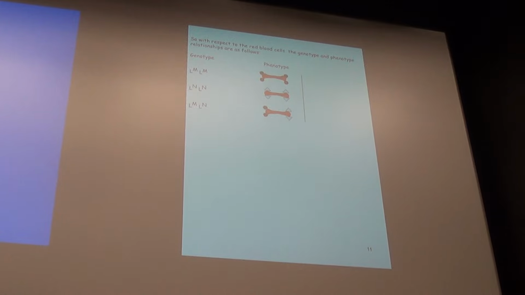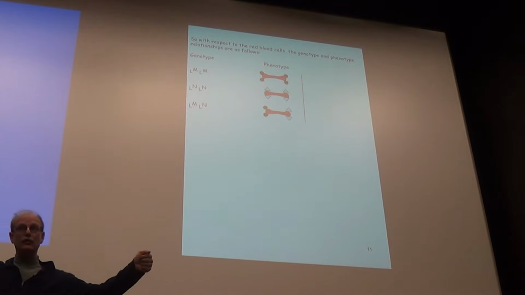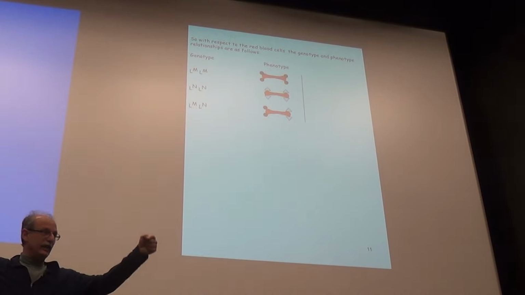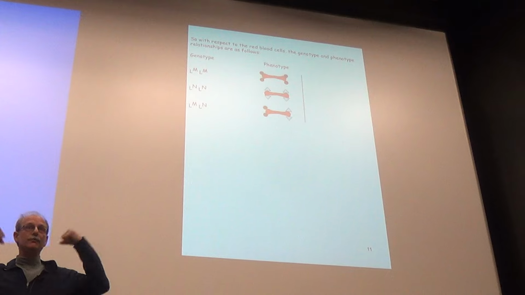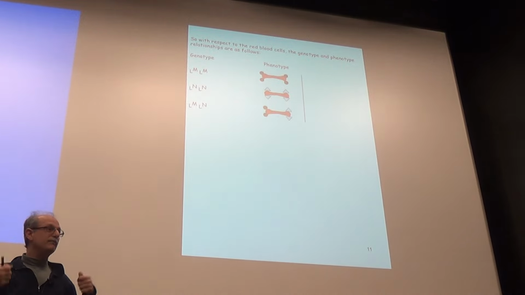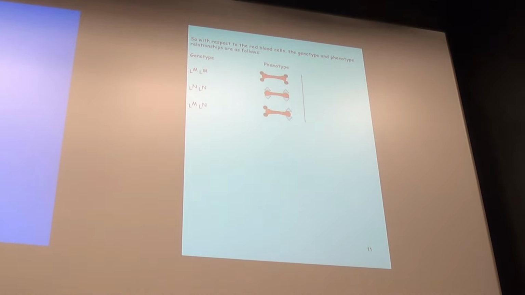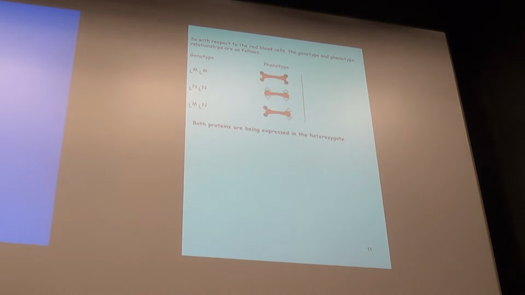Because you have both of them being produced at the same time, you call this a codominant phenotype. It's different from incomplete dominance. Incomplete dominance is an intermediate trait between the two homozygous conditions. In codominance, both traits are being expressed at the same time. So, a slight difference in how you define it. Both proteins are being expressed in the heterozygous condition.